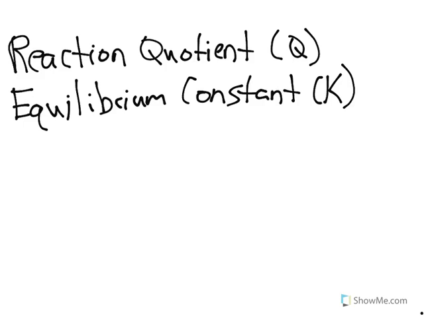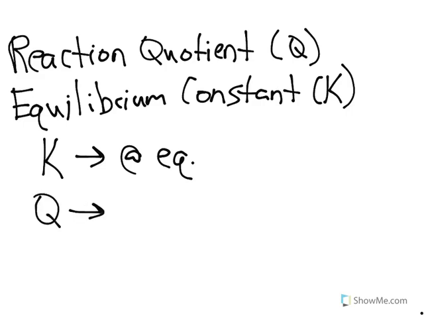These are both mathematically derived numbers. The difference between the two is when to use one or the other. K, the equilibrium constant, should only be used when a system is already at equilibrium. So equilibrium has already been established, and you know that to be true. That would be a good time to use K. If you're not sure that a system's at equilibrium, or you know for a fact it's not at equilibrium, then you're going to want to use Q.